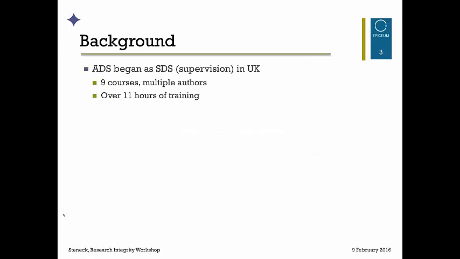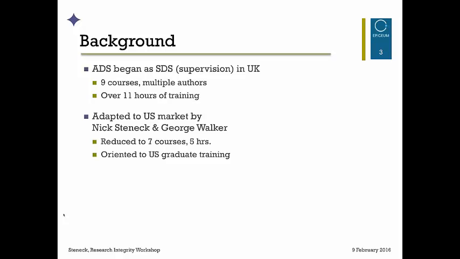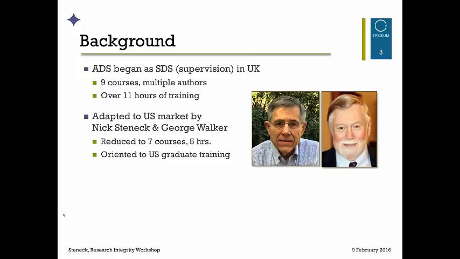The background is ADS, Advising Doctoral Students, began as supervising doctoral students in the UK. It was 9 courses, a number of authors wrote it, and it was over 11 hours of training that was provided, online training. When we were asked to adopt the course, George Walker and myself, and that's me and that's George, we felt that it was too long for the US market. There was a lot of material that had to be changed, so we reduced the course to 7 courses from the original 9, and the time roughly down to about 5 hours, give or take, depending on how much of the extra material you do.